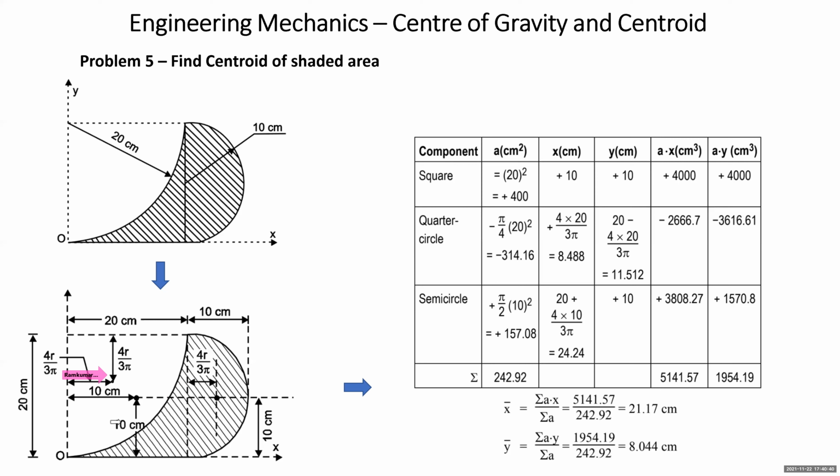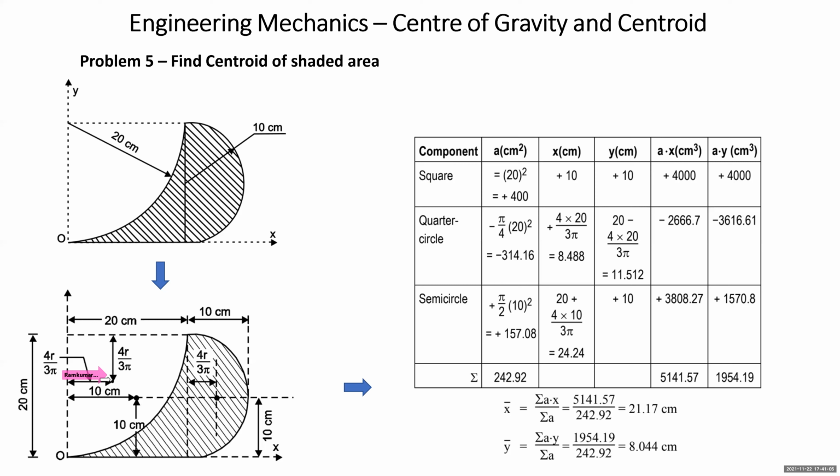The y coordinate is measured from the x-axis, but 4r upon 3 pi is from this base. You have to measure it from the x-axis. So this distance from here to here, it is at what distance above the x-axis? 20 minus 4r upon 3 pi. Again, I repeat. See, the centroid of a quarter circle is 4r upon 3 pi from each base. From this base, 4r upon 3 pi. From this base, 4r upon 3 pi.